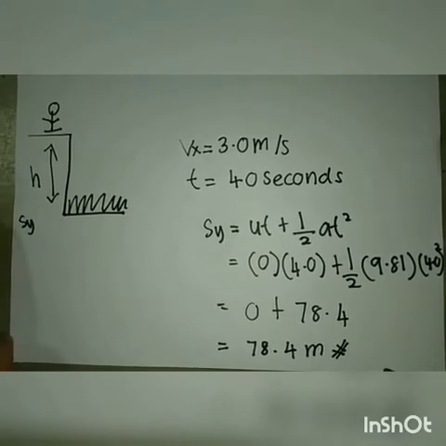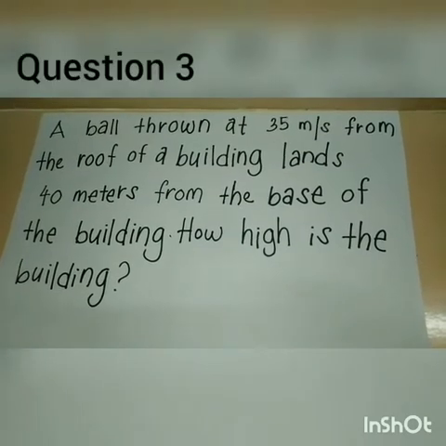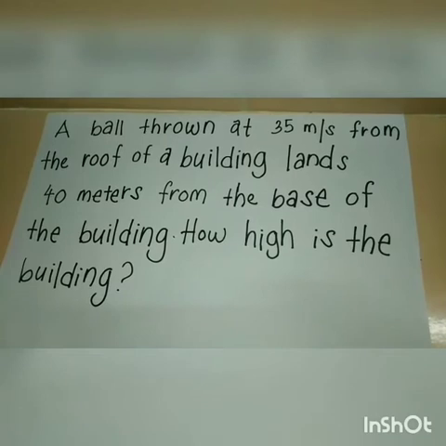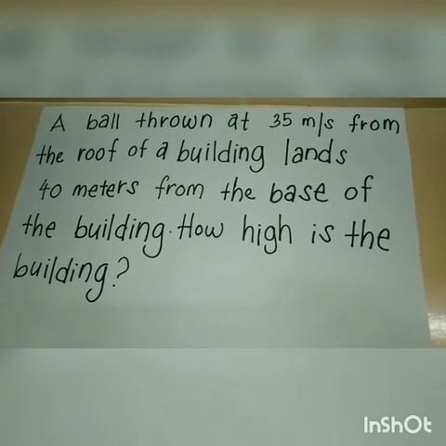So thank you. A ball thrown at 35 meters per second from the roof of a building lands 40 meters from the base of the building.